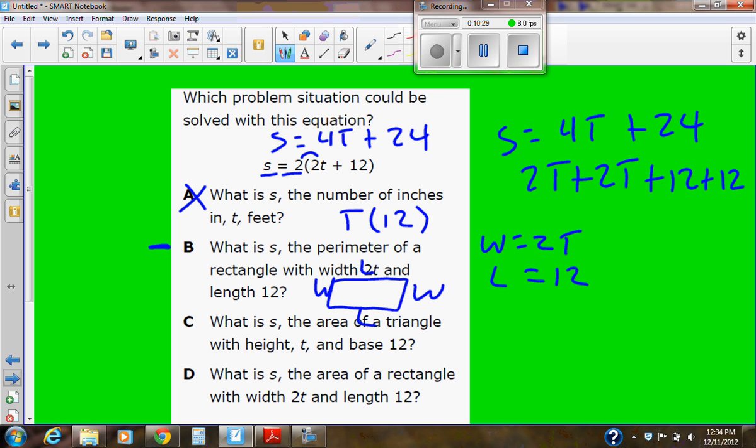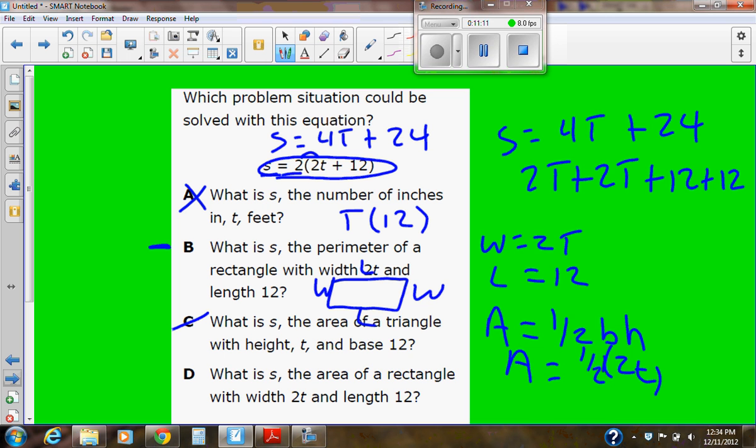What is S? The area of a triangle with height T and base 12. Everybody should know that the area of a triangle equals 1/2 of its base times its height. Well, let's take a look. The height is T, and the base is 12. I apologize, my marker's a little off. So 1/2 times 12t. That doesn't look like our original equation up here. So we're going to mark out C.